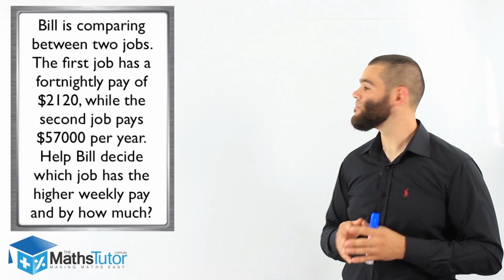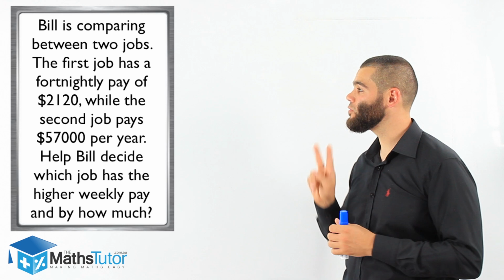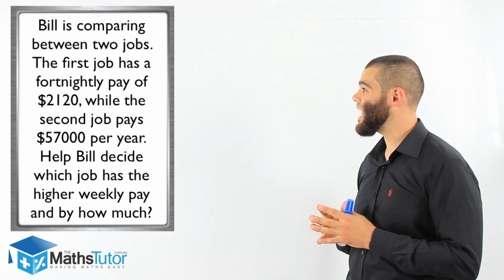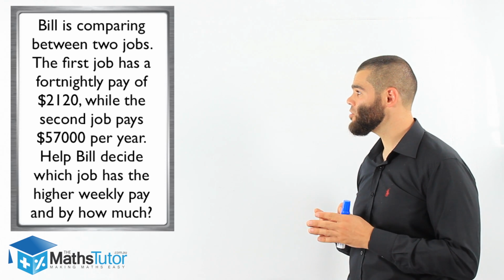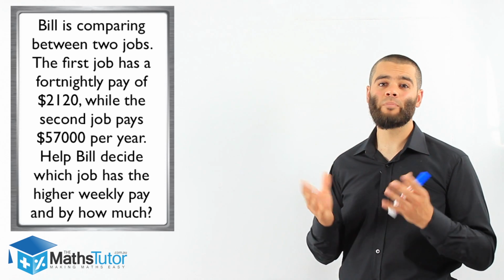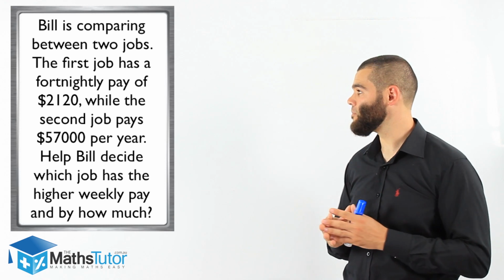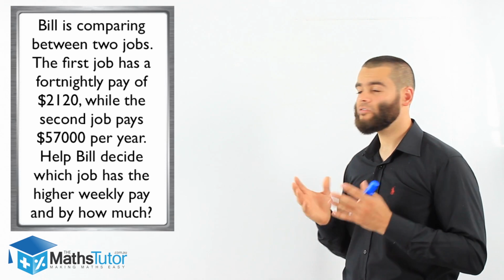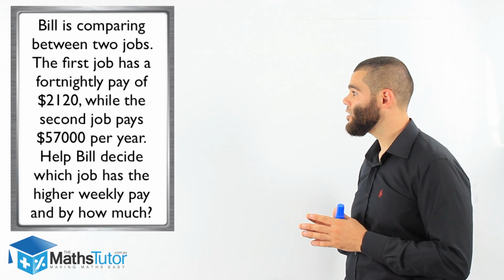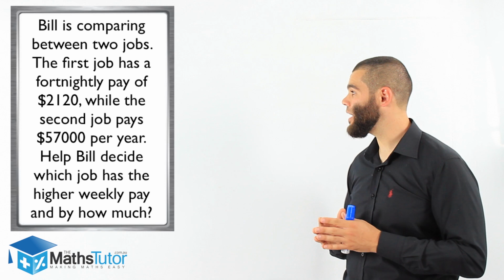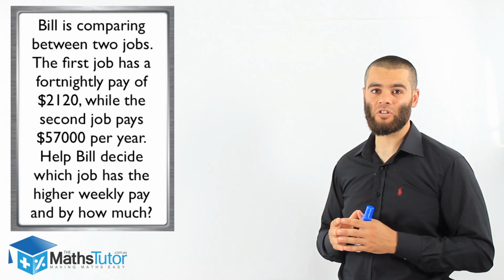The next example. Bill is comparing between two jobs. The first job has a fortnightly pay of $2,120, while the second job is advertising and saying, we're going to pay you $57,000 a year. 1 year, we know, is 52.178 weeks. Help Bill decide which job has the higher weekly pay and by how much.